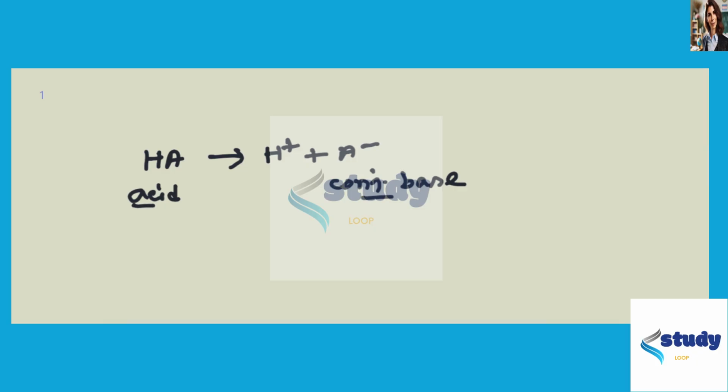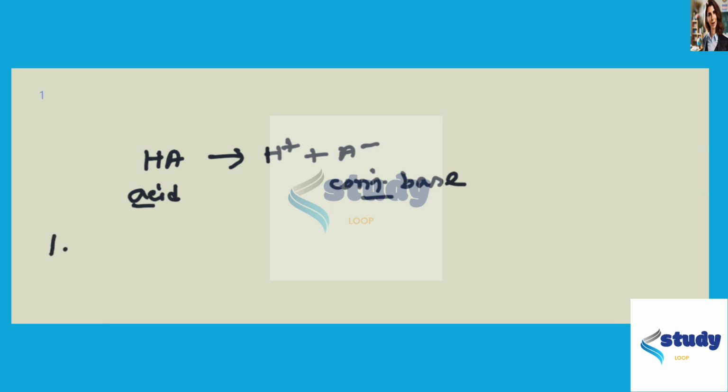So the monoprotic acid given here will be dissociated as H plus and A minus. This is the acid and A minus is its conjugate base. Based on the concentration of the acid and its conjugate base, we can easily say whether the pH is less than, equal to, or greater than pKa.